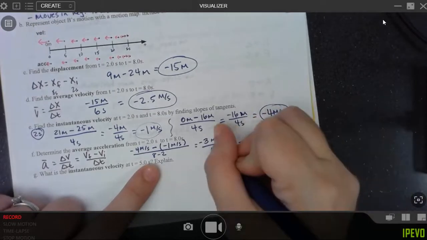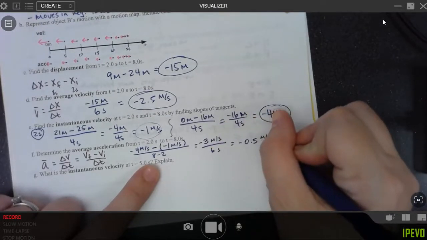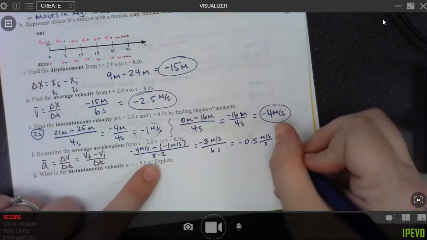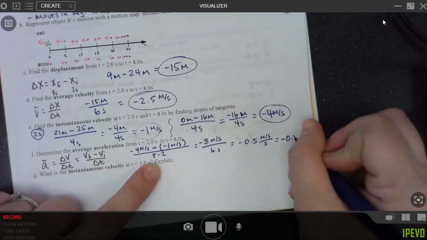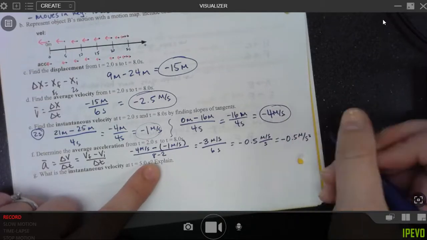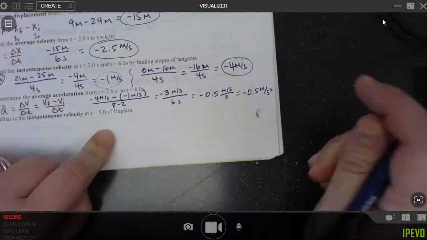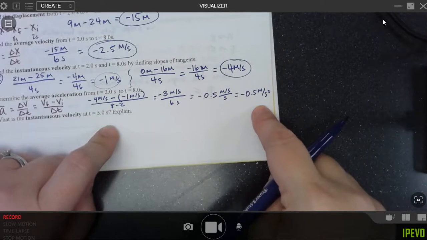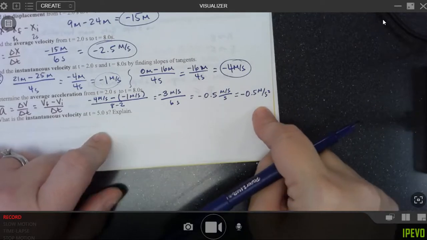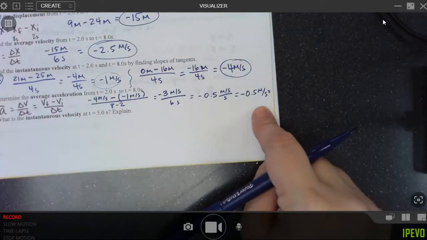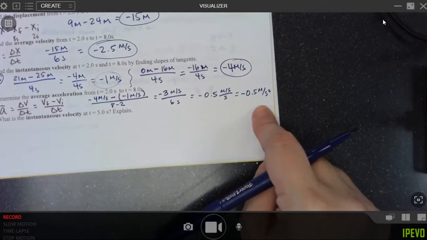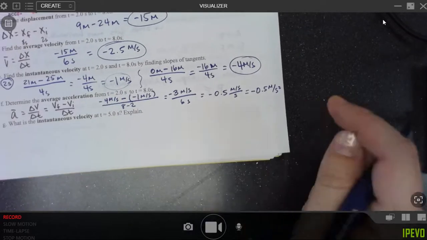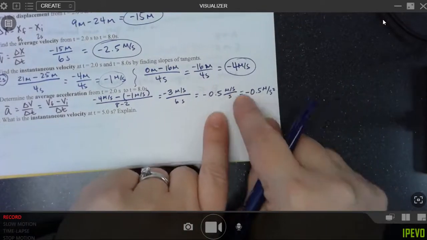And the units here are meters per second divided by seconds, which is the same as meters per second squared. You guys need to see how to go from meters per second divided by seconds to meters per second squared. How many of you guys feel good about how to do that? How many feel not good? Okay. So if you guys have questions about this jump later with the units, just let me know.